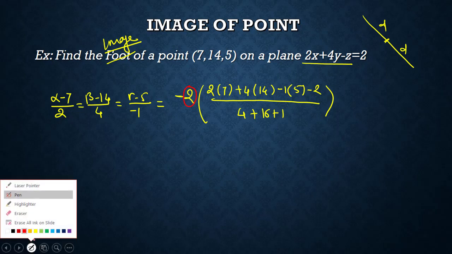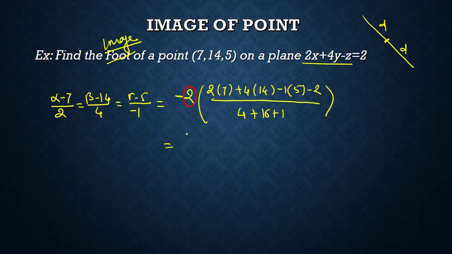So what will be the term at this side? It is minus 2 into, this was previously 3. Okay, so this becomes minus 6. So now again you cross check these things and you get the values of alpha, beta, gamma. So alpha minus 7 by 2 equals minus 6 implies alpha is equal to what? It is minus 12 plus 7, which is nothing but minus 5.